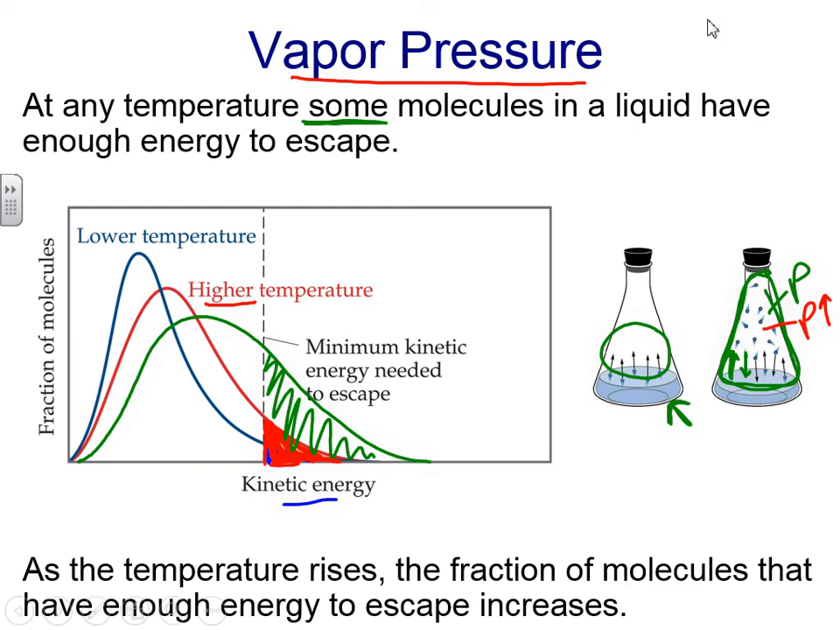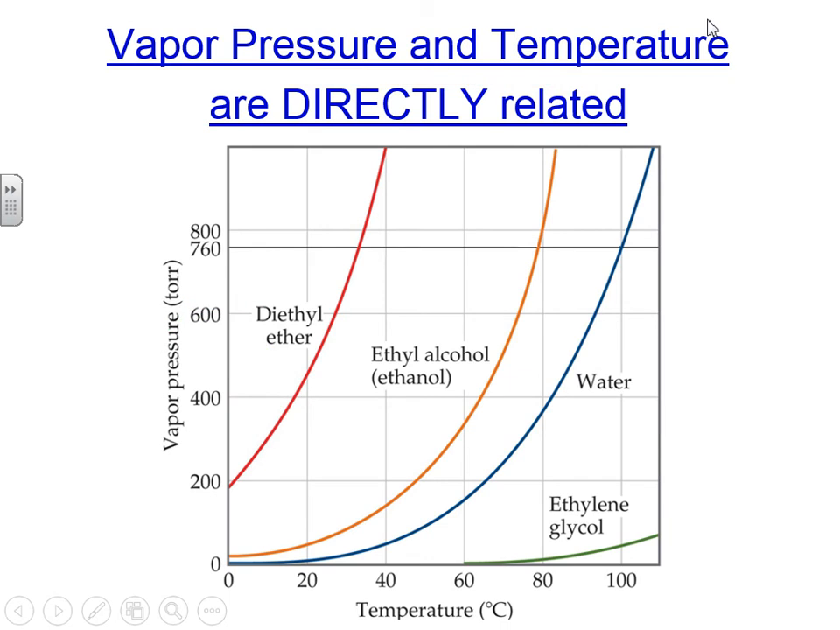The more important graph to look at will be something like this. We've created vapor pressure curves for different substances, and this is a graph that plots temperature on the x-axis versus vapor pressure on the y-axis. You'll notice temperature is in Celsius, and the vapor pressure is in torr. So what you see here is 4 curves. Water is the one we're used to, so this is the water curve. This is ethyl alcohol, a type of alcohol.